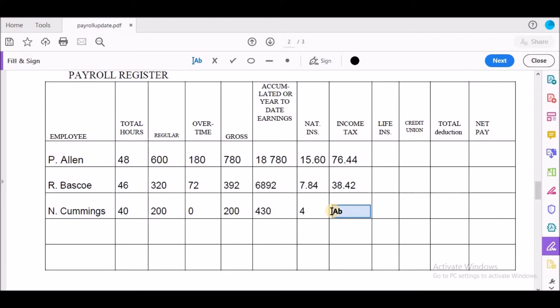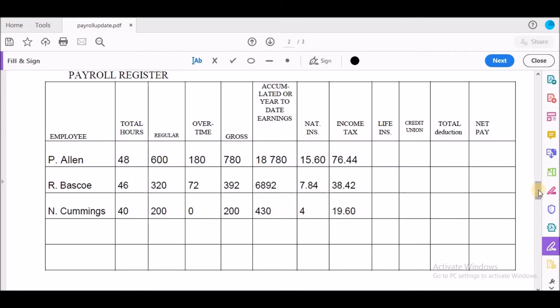So last person, Cummings, we have $200 minus four. And we're going to find 10% of that, which is 196. Finding 10% of 196, and that's going to give you $19.60. So let's take now the life insurance.